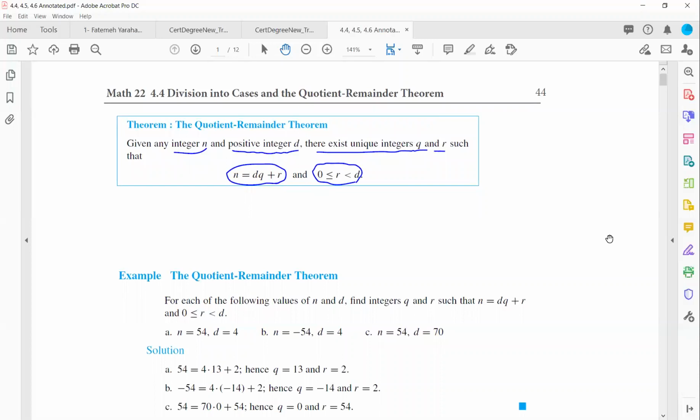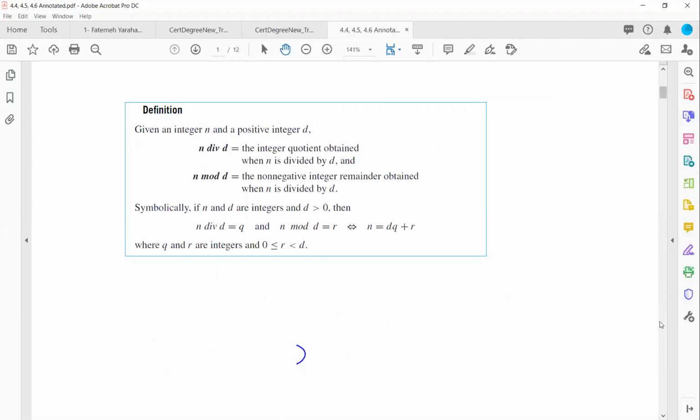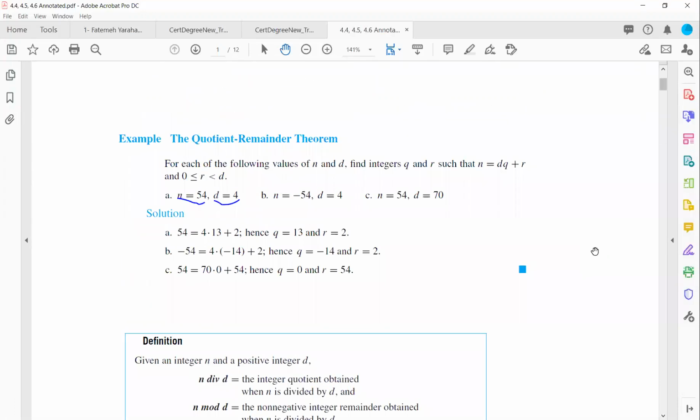For example, suppose n is 54 and d is 4. Let us find q and r. 54 can be written as 4 times 13 plus 2. So q is equal to 13 and r, the remainder, is equal to 2.